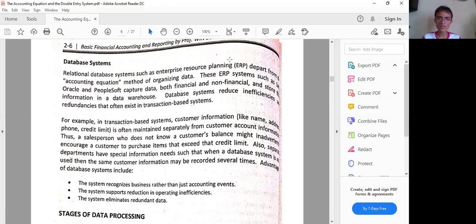So we now talk about ERP systems, enterprise resource planning systems, which are a combination of different functional departments that would generate both financial and non-financial information. And these are stored in the warehouse. The point of this is that we would reduce inefficiencies and redundancies because this can be costly in the long run. If there are errors, inefficiencies, redundancies, if we total them in so many years, they can be very costly to the organization. So we want to be efficient. We want to minimize them.